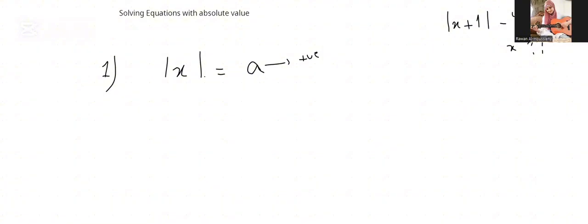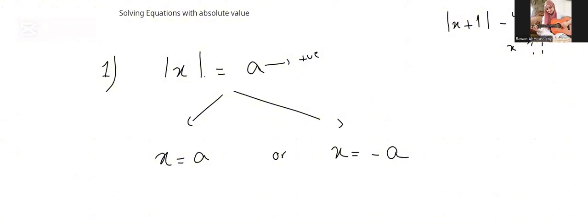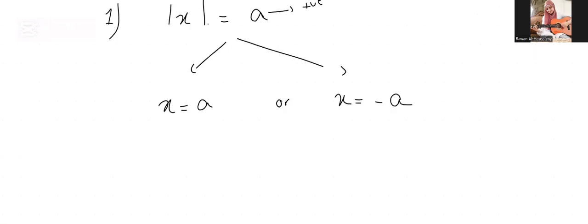So when I have absolute value equal to a positive number, we have 2 choices. It's either x equal to a, meaning I simply remove the absolute value and write x equals a, or the second choice is x equal to minus a. So we have to take 2 cases in this part. It's either x equal to a or x equal to minus a. Let's solve an example together.